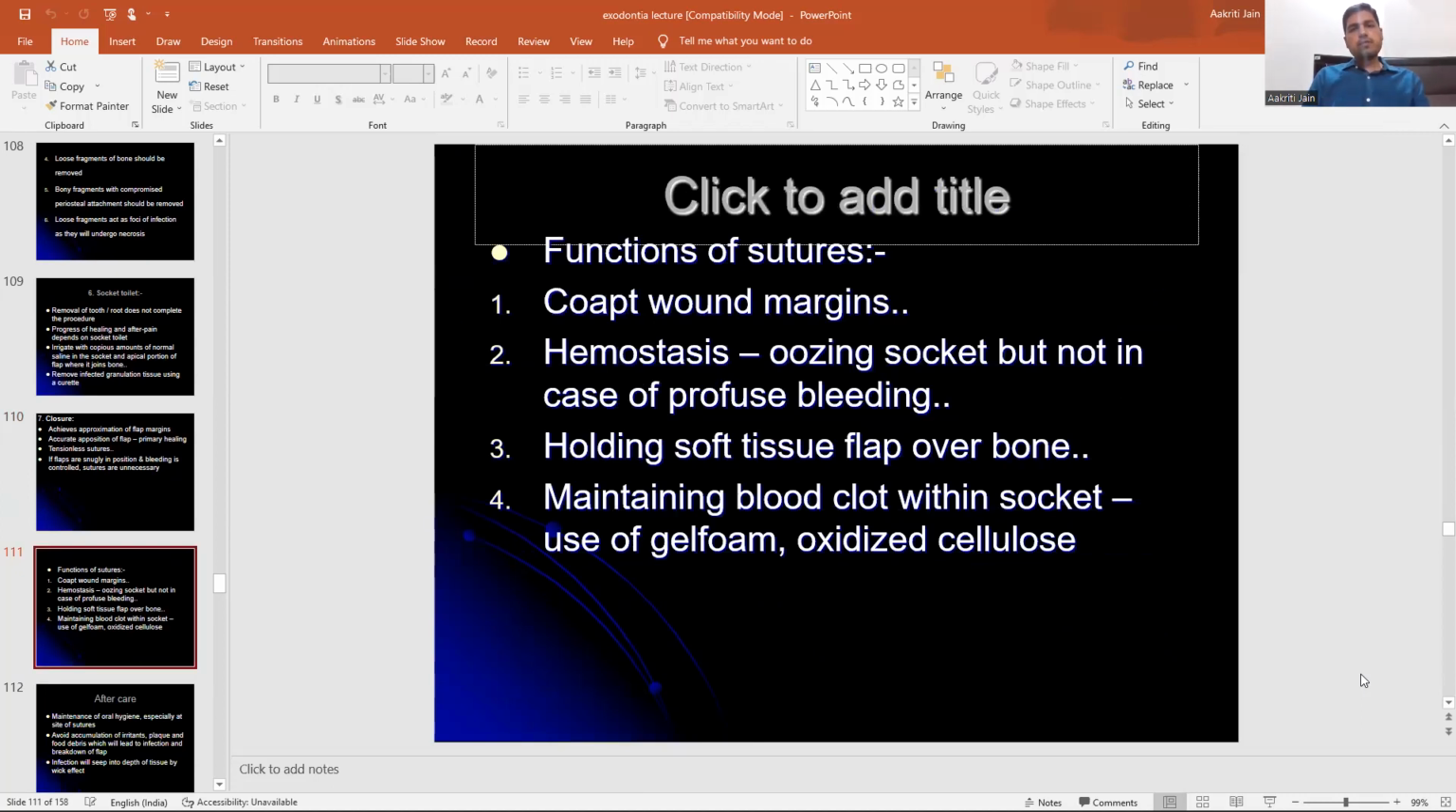Functions of sutures. Number one, it approximates the wound margins. Hemostasis in an oozing socket, but not in case of profuse bleeding. Holding the soft tissue flap over the bone. Maintaining the blood clot within the socket. Use of gelfoam and oxidized cellulose.